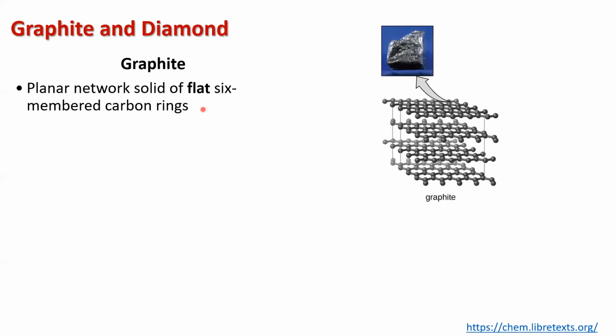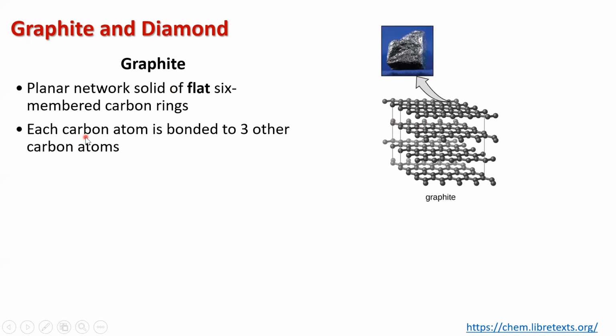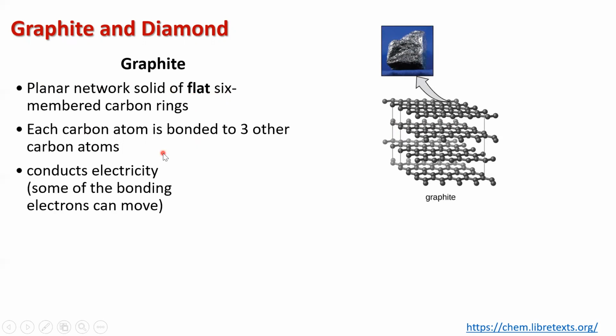So when we look at graphite, graphite is a planar network solid. It's flat. It's got six-membered carbon rings. So this is kind of an appearance of what graphite might look like. Each carbon atom is bonded to three other carbon atoms. And graphite is good at conducting electricity. The electrons can easily flow through graphite.